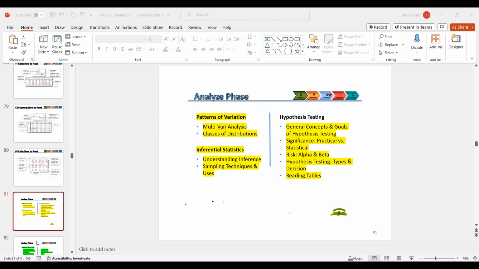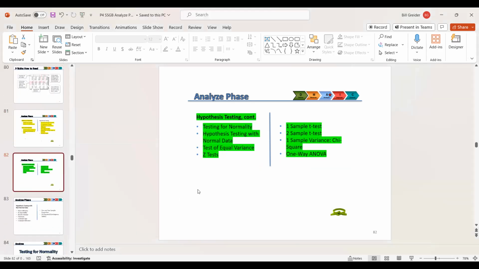And today, testing for normality, which I showed you how to do. And we're going to talk about hypothesis tests, a bunch of them with normal data, which is bell-shaped curve. We talk about tests of equal variance. When I'm looking at two samples from two populations, I want to know if the variation is the same in each. Now I have an example of that I'm going to show you.